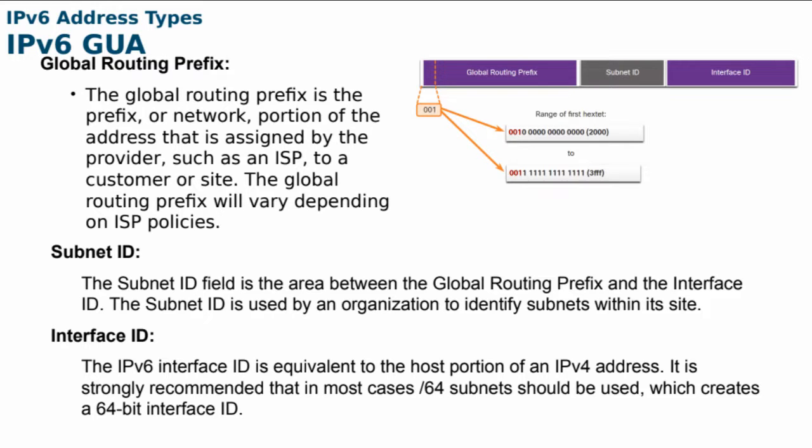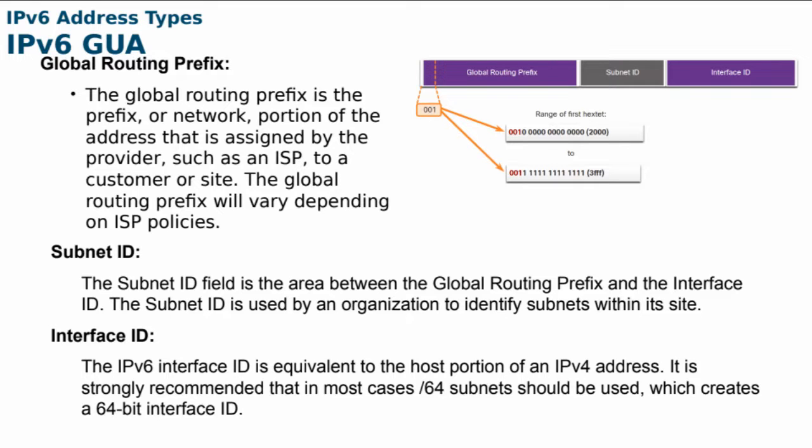Subnet ID. The subnet ID field is the area between the global routing prefix and the interface ID. Here, this one. I have my interface ID here. This is my global routing prefix. The subnet ID is used by an organization to identify subnets within its site. This is how they designed IPv6. The subnet ID field is the area between, as we already mentioned, the global routing prefix and the interface ID.